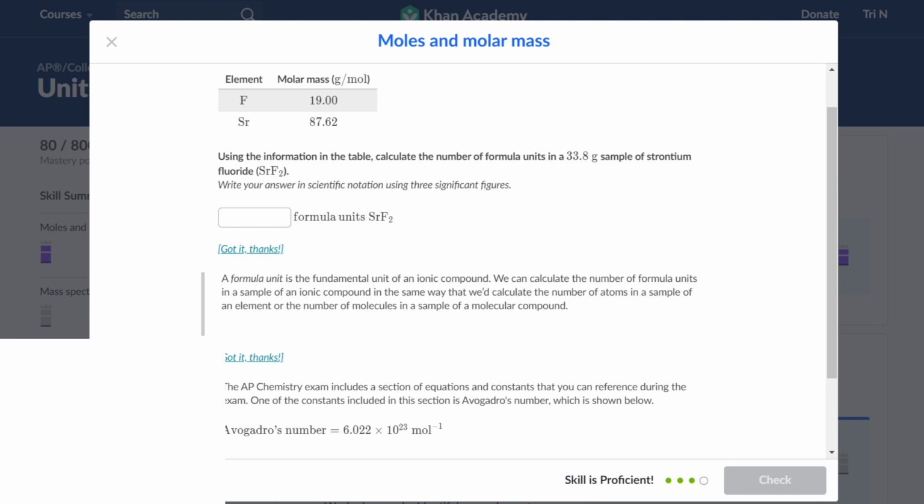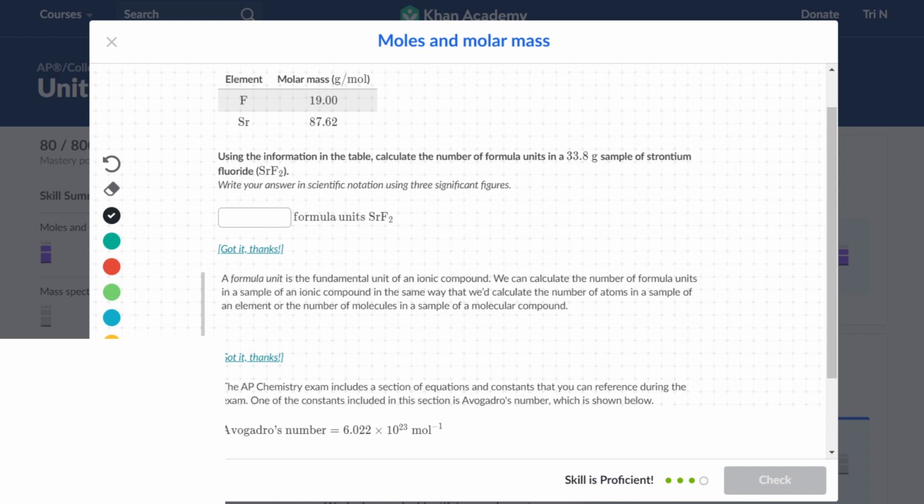So we have the mass ready, 33.8 grams of strontium fluoride, SrF2. But we don't have the molar mass of strontium fluoride. If we recall from question 2, the way we find the molar mass of strontium fluoride is to add up the molar mass of each of the individual elements. So F is 19 grams per mole. We have 2 fluorine, so that will be 19.00 times 2. And we have strontium, which is 87.62, and we multiply it by 1, because there's only one strontium.